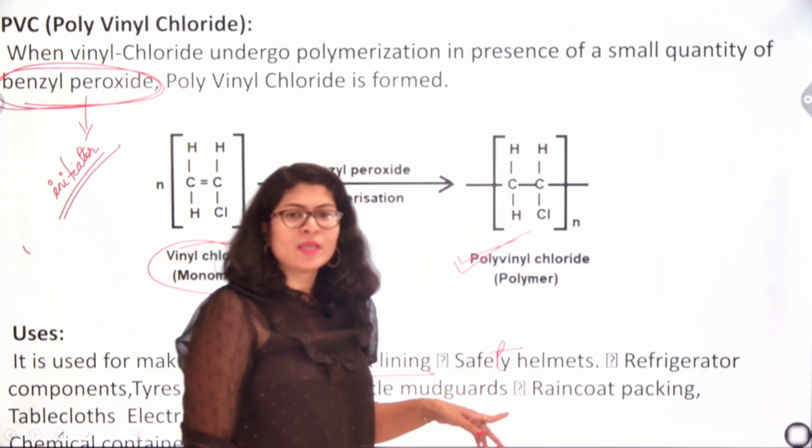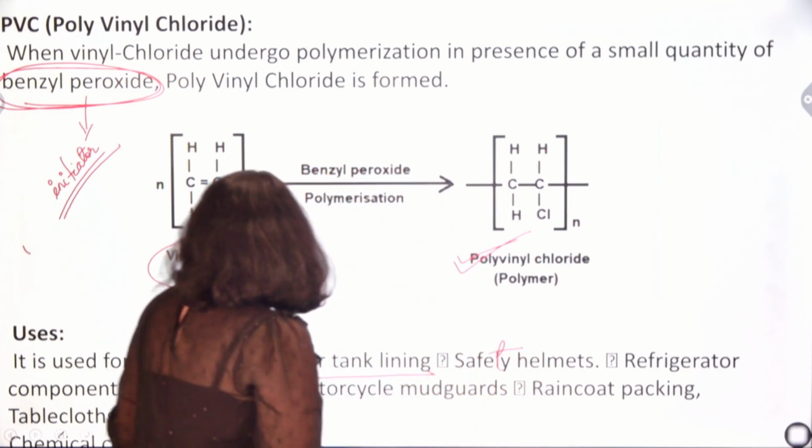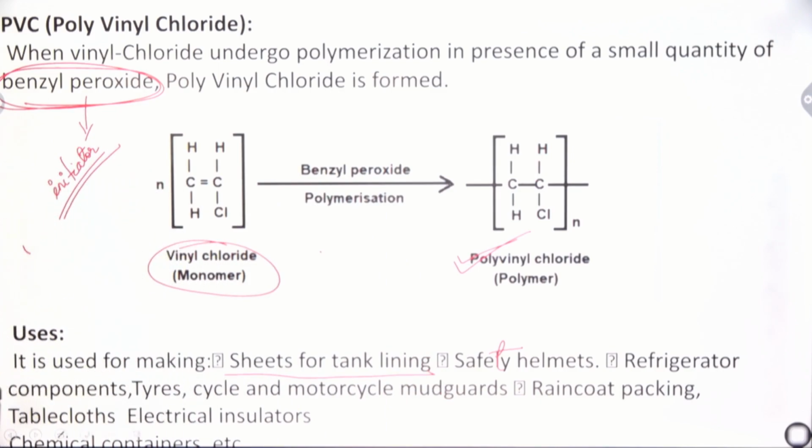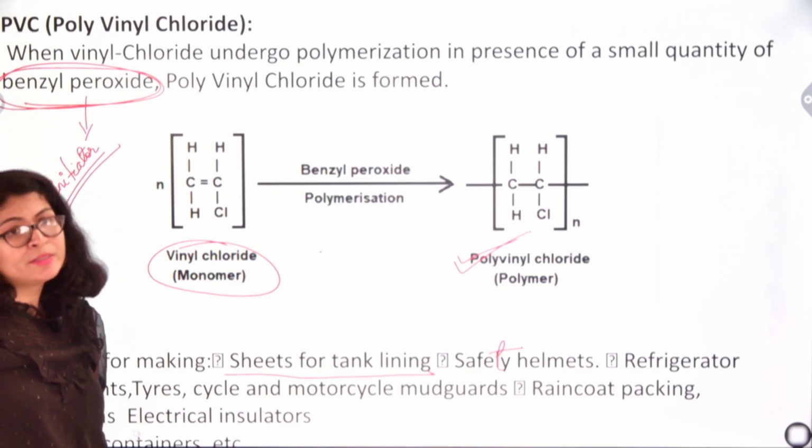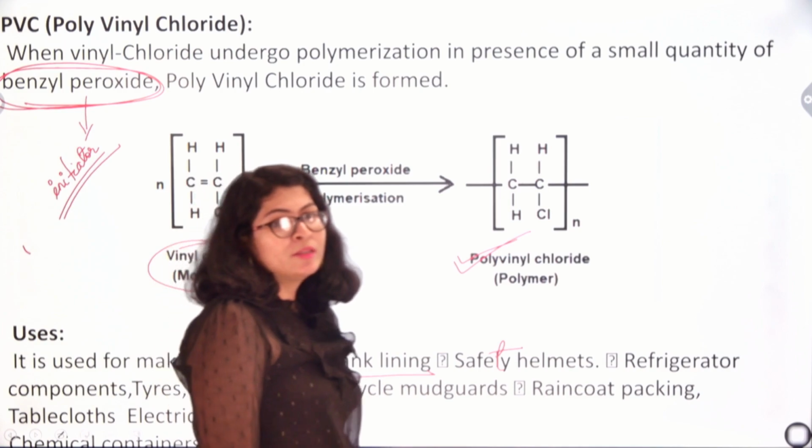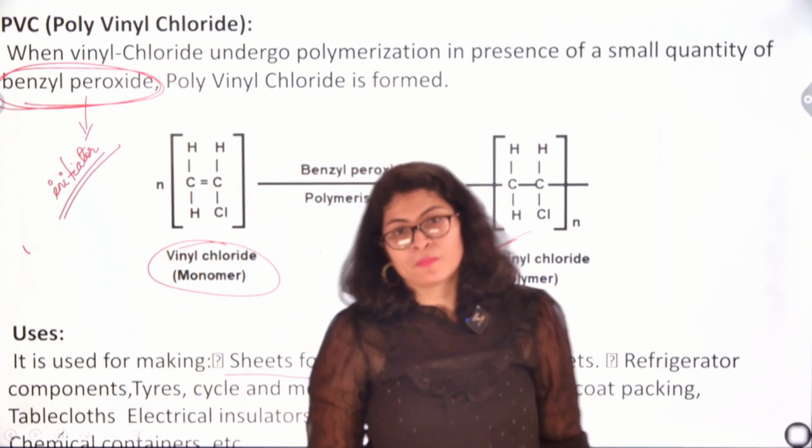Used for making safety helmets, refrigerator components, tires, cycle and motorcycle mudguards, raincoat packing, tablecloth, electrical insulators and chemical containers as well. Okay, so these are the uses of PVC, right?